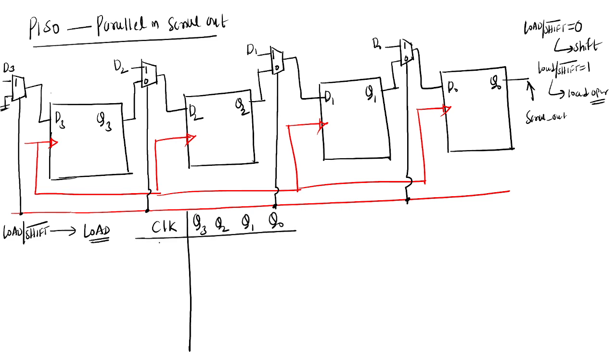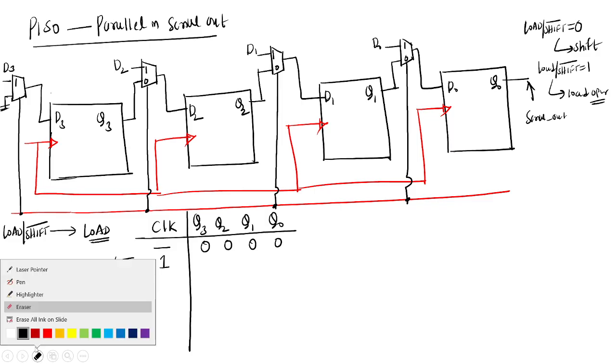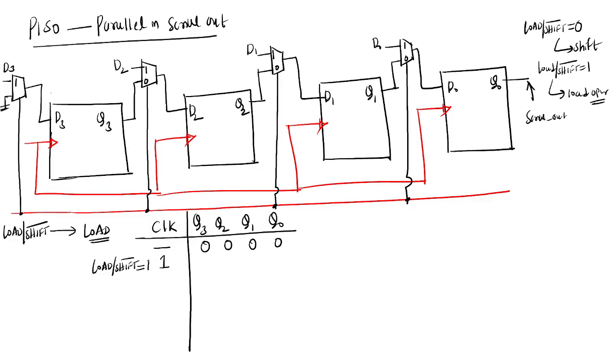When the clock is not given, all the outputs of the flip flops are equal to 0. At the first clock pulse, load operation will be done, parallel in, so all will be 1. Load by shift bar should be equal to 1, then only load operation will be done. So first we are doing the load operation, that means we are making load by shift bar equal to 1. So during the first clock pulse, all ones will be loaded.